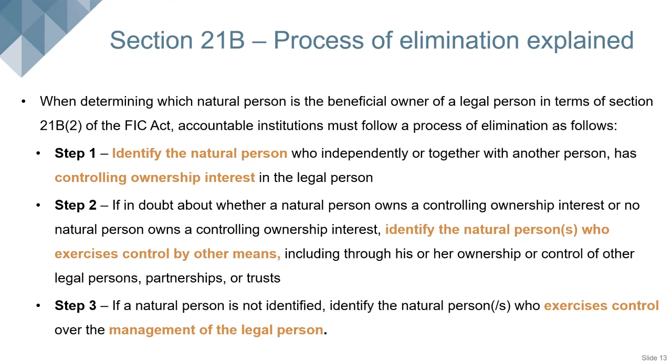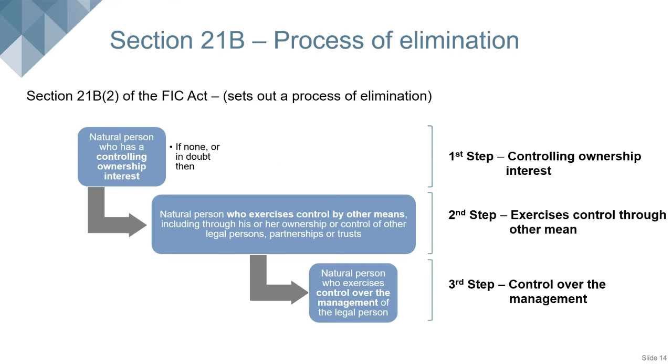It could be a CEO, a COO, it could be a director, it could be a non-executive director. It would all depend on the structure of your client and the basic features of your client, which was explained in the previous slide, and which is why it's so significant to understand your client and the basic features of your client. So this is just a diagram that explains the process of elimination as set out in section 21B. I'm going to go through the 3 steps one more time.